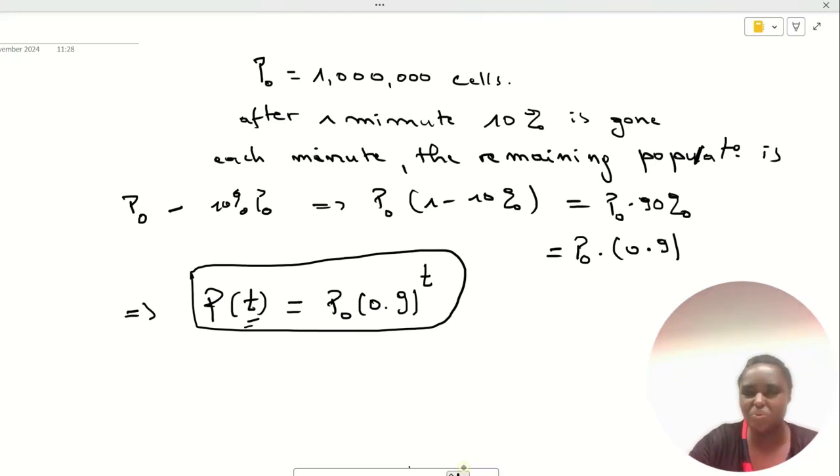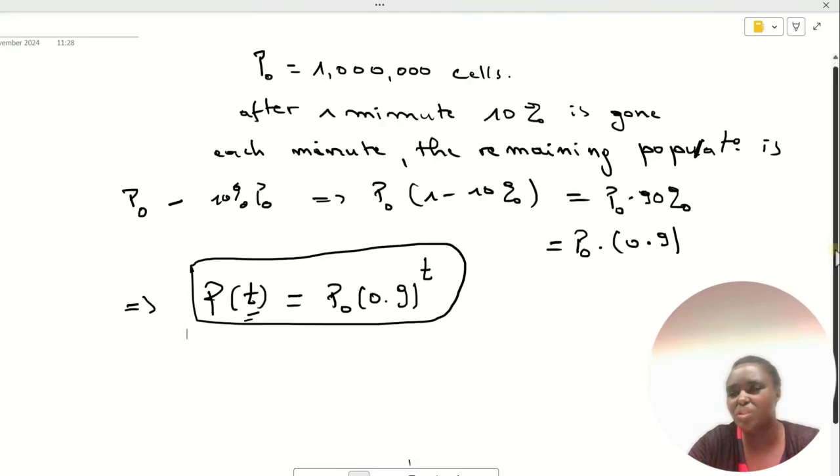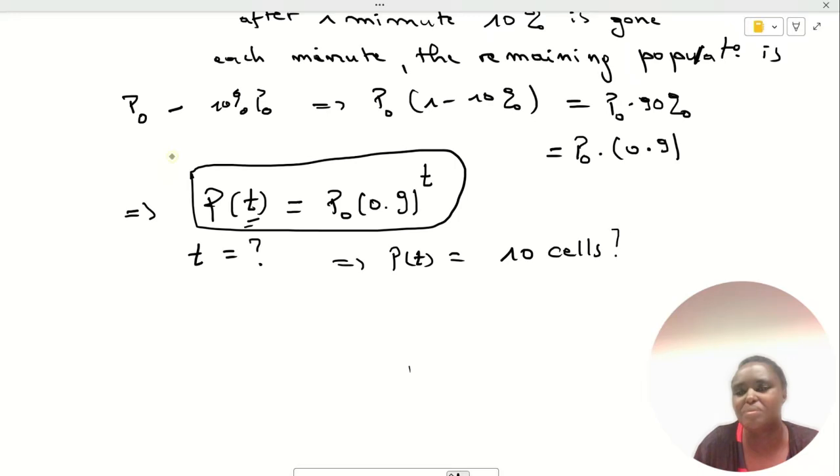And then the second question was how much time it will take until we remain with only 10 cells. How much time T do we need to have PT equal to 10 cells? That's the question. So if we insert PT, which is equal to 10 cells, in this equation, we get 10 equal to P0 times 0.9 power T. And we are looking for T.